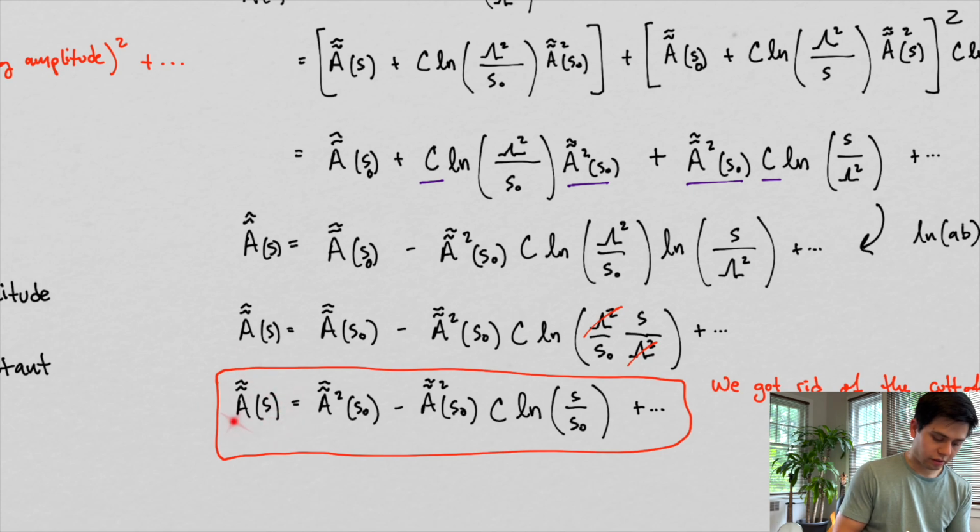Our scattering amplitude here is now a function of just the initial set of momentum, which we have here and in these two terms, right?